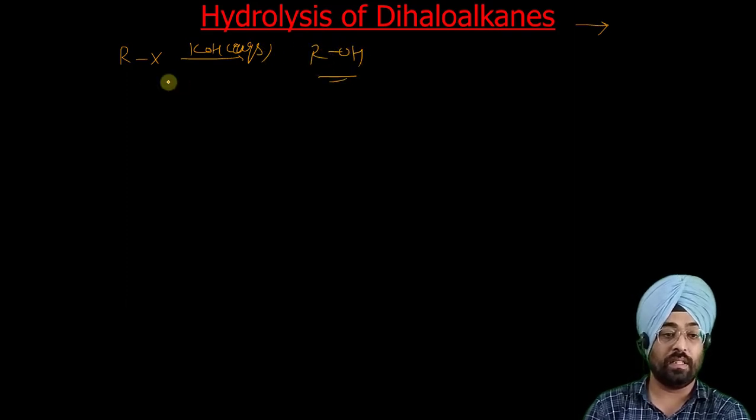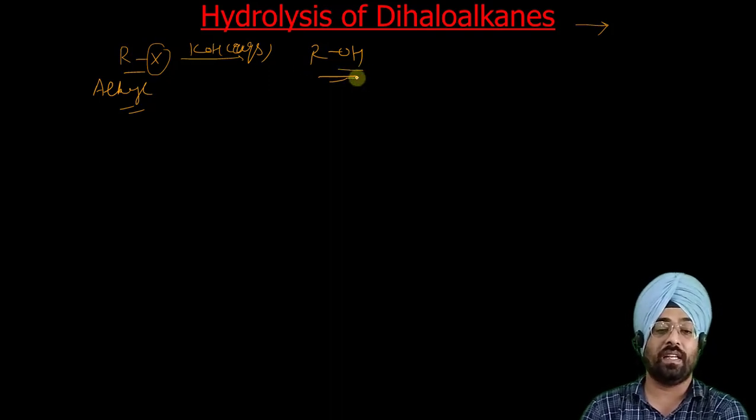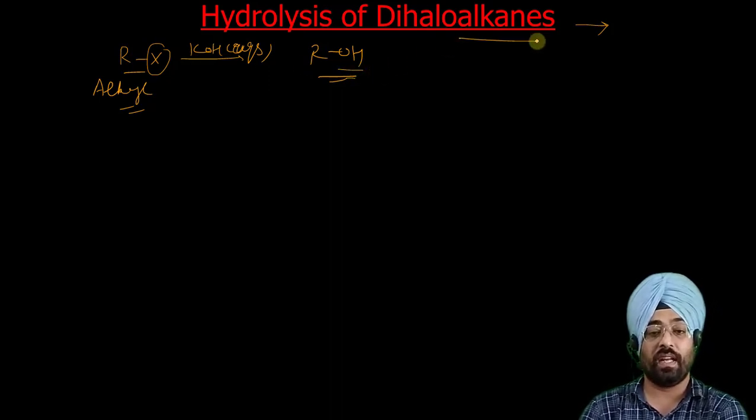We know that if we have some alkyl halide RX and we add aqueous KOH, then we get alcohols ROH. This is the alkyl halide method we have used. Now suppose we have two halogens in the same compound and we do its aqueous hydrolysis, we will get a diol. So that is the hydrolysis of dihaloalkanes.